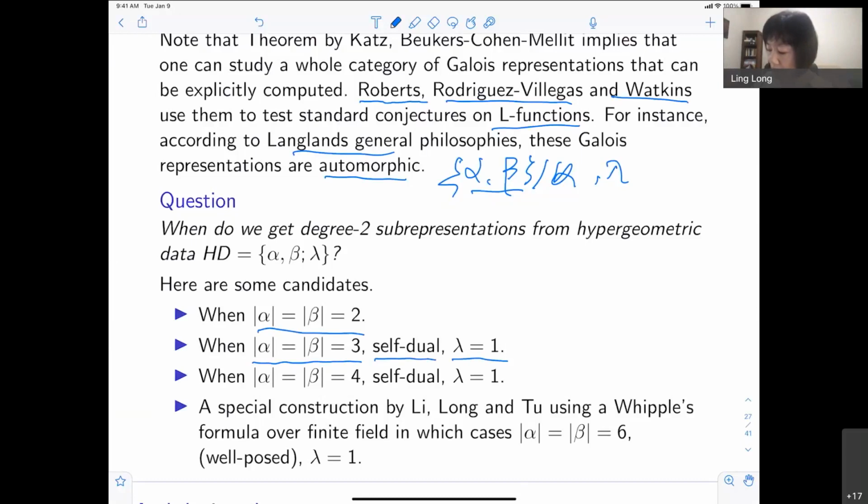And you can do the same thing when the parameter set has length 4. And if it's self-dual at lambda equals 1, you can also get very nice Galois representations. I should mention, in this case, when alpha, beta are both of length 3, if both alpha, beta are defined over Q, a priori for generic lambda, it's going to be 3-dimensional.